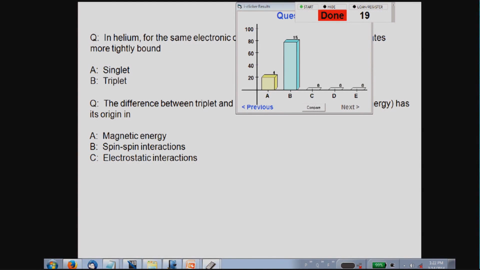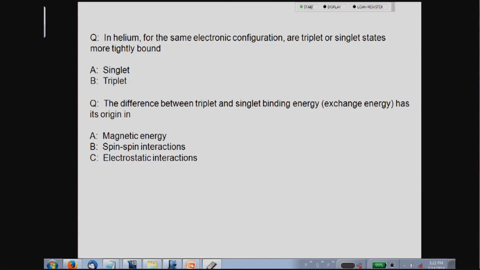Okay, the next question. We understand now that there's a difference between triplet and singlet states in excited states for the same electronic configuration. The question is, what is the origin of the energy which is splitting the singlet from the triplet state? Magnetic energy, spin-spin interactions, or electrostatic interactions?